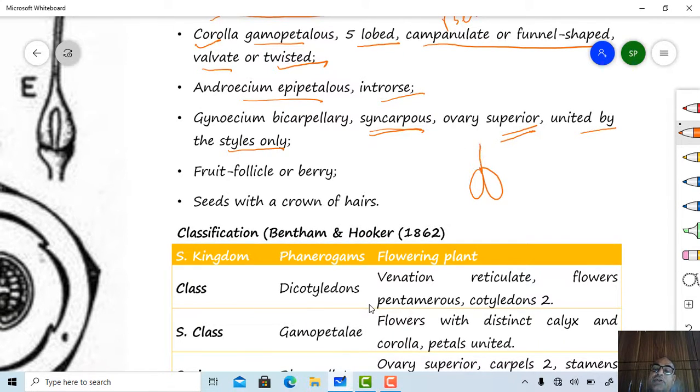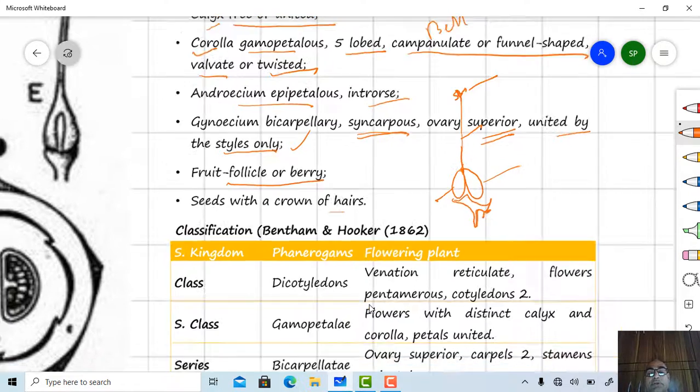Such a type of condition is usually observed in the family Apocynaceae. 2 carpels are present. Bifid stigma or bilobed stigma is present. Style is single and ovaries are free. So fruit, united by styles only. Fruit, follicle or berry, seed with crown of hairs.